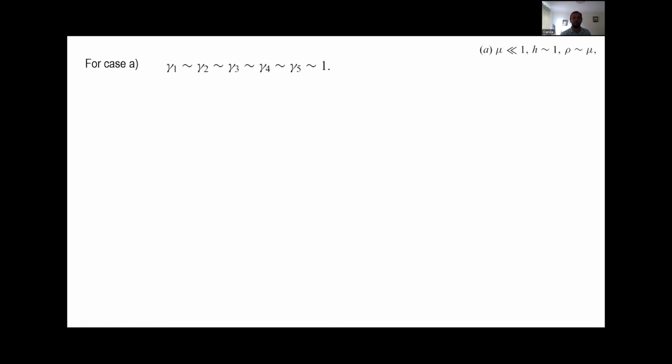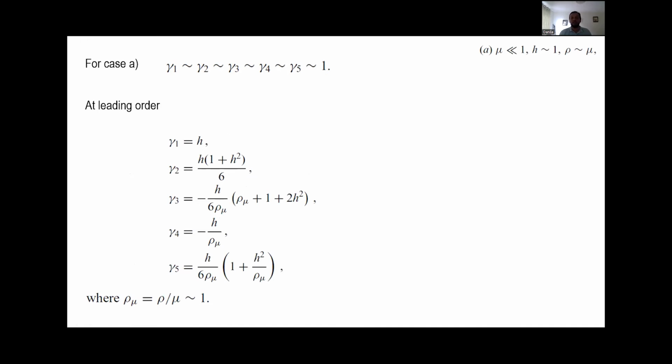And so for the first case, just reminding you here, what is the first case A? It can be shown that actually all of these 5 coefficients are of order 1, and therefore at leading order we have this type of behavior. So rho and mu are both small of the same order, so their ratio is something of order 1. And the shortened form of dispersion relation may be formulated, something like that, quite simple.